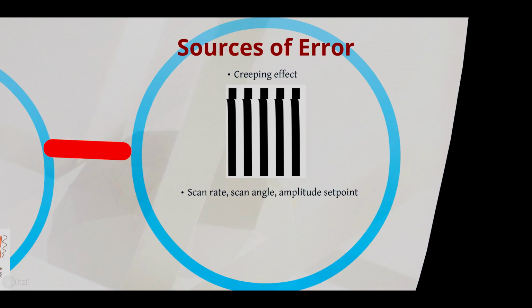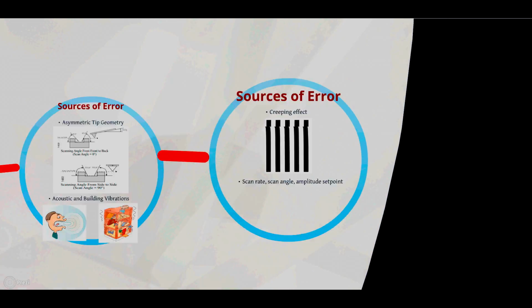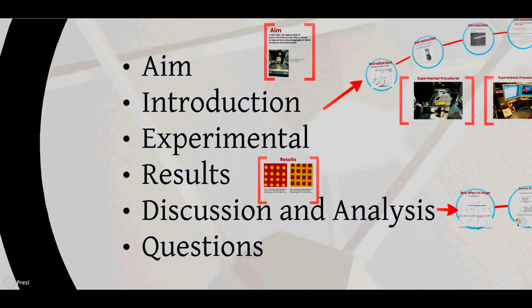Lastly, amplitude set point and scan rate affects the image quality as well. For a higher amplitude set point, the tip and sample surface distance is larger, leading to poorer tracking of the surface. As the scan rate increases, the time spent by the tip at each scan line is less. This will lead to a poorer image quality, as a finite amount of time is needed to establish a full force interaction. This is the end of the tutorial.